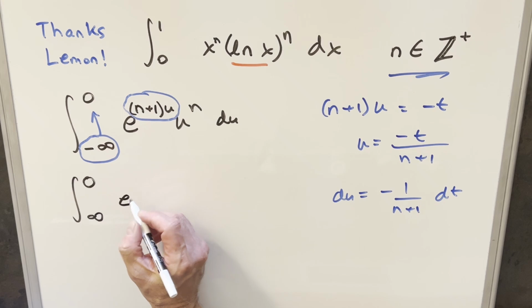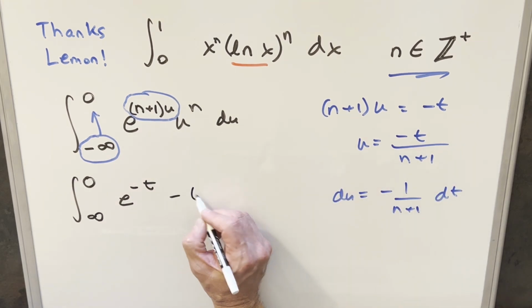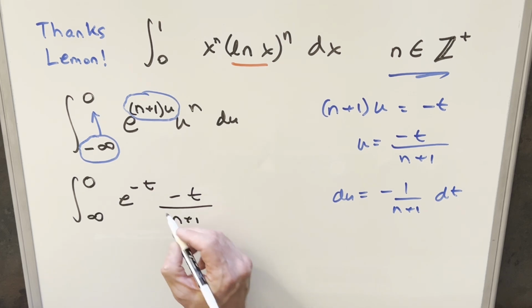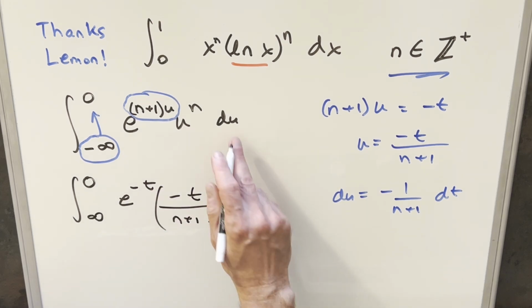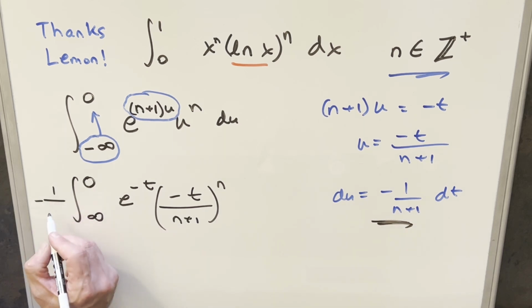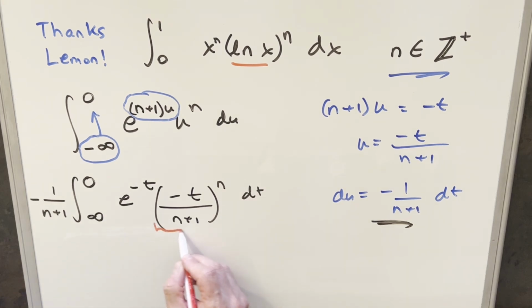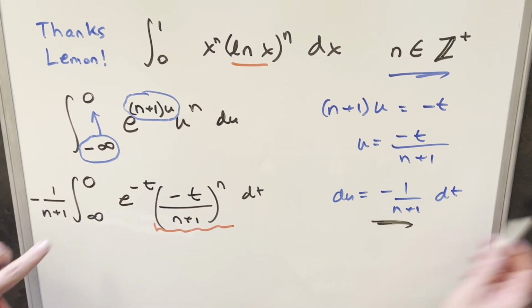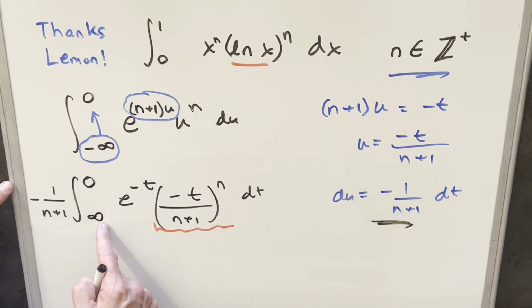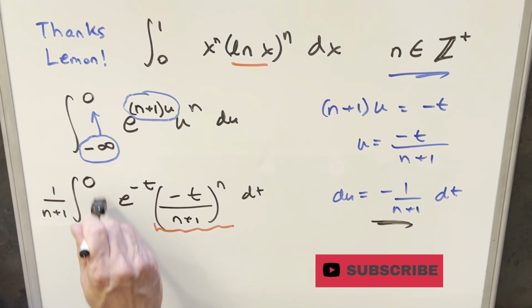This here now is going to transform into e to the minus t. Our u value is all this, so we're going to have minus t over n plus 1, all to the n. I'm going to clean that up in a minute. For du, this part's a constant, so let's just bring that up front. So we'll have minus 1 over n plus 1, and then we just have our dt. Then from here, before I clean up this bit right here, let's use this minus sign. Like I said, for the gamma function we're going to want it the other way, and the minus sign I can use to flip the bound. So we'll use this and flip these around.